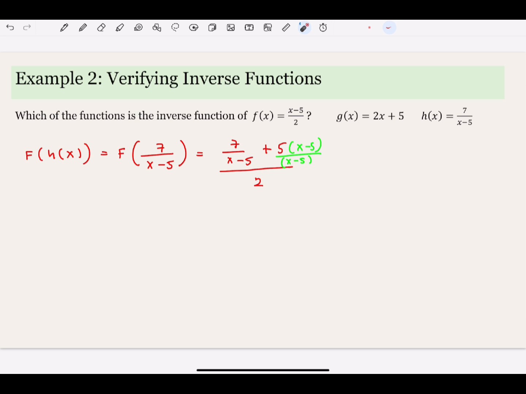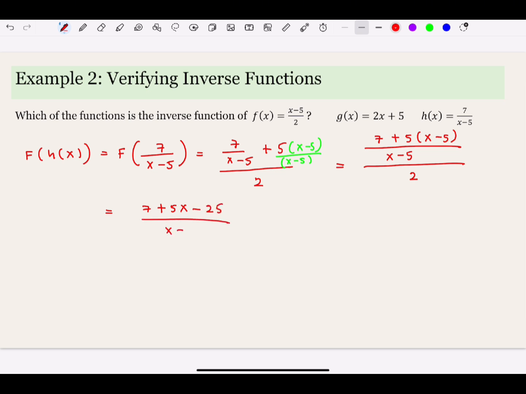Since you have a common denominator in the top, you can combine the terms. So it's going to be 7 plus 5 times x minus 5, and in the bottom, you have a 2. So let's remove the parentheses in the numerator. So it's going to be 5x minus 25 over x minus 5, and you have a 2 in the bottom. So it's 5x minus 18 over x minus 5, over 2.